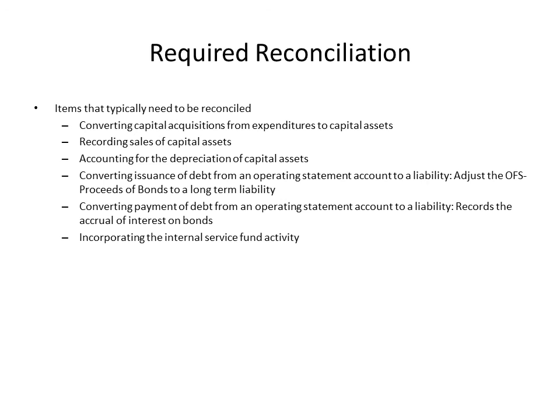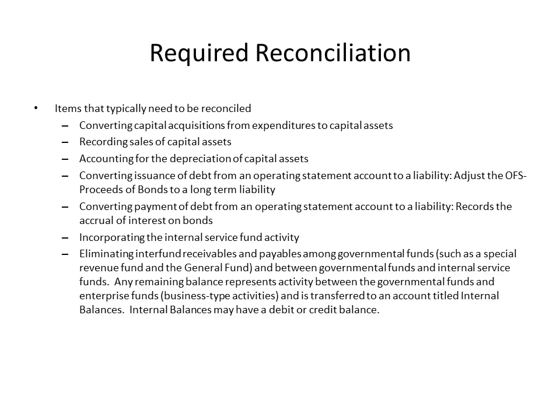You have to incorporate the internal service fund activity, and you have to eliminate interfund receivables and payables among governmental funds, such as special revenue funds and the general fund, and between governmental funds and internal service funds, because on the government-wide side, those internal service funds are seen as governmental activities. Any remaining balance represents activity between the governmental funds and enterprise funds and is transferred to an account called internal balances. And that internal balance may have a debit or a credit balance.